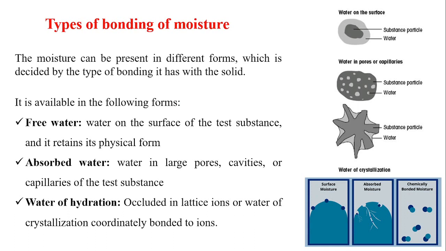There are different kinds of forms in which moisture can be present with any product. These are free water, absorbed water, or water of hydration. If the water is present on the surface of the test substance, it retains its physical form, and that is called free water. If the water is present in the large pores or cavities, then it is called absorbed water. And if that water is occluded in lattice ions or the water of crystallization, it is called water of hydration.